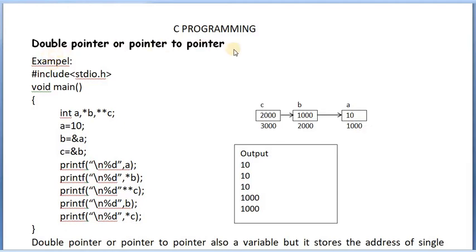Double pointer, or pointer to pointer. Let me explain first with the example here. Here in this example we have declared some variables a, b, c. A is a normal variable, b is a single pointer, c is a double pointer.